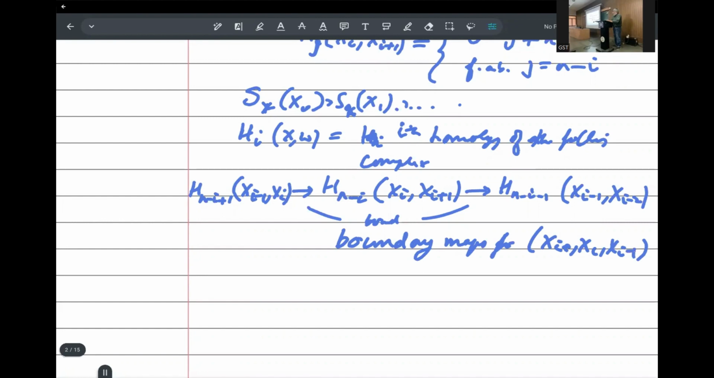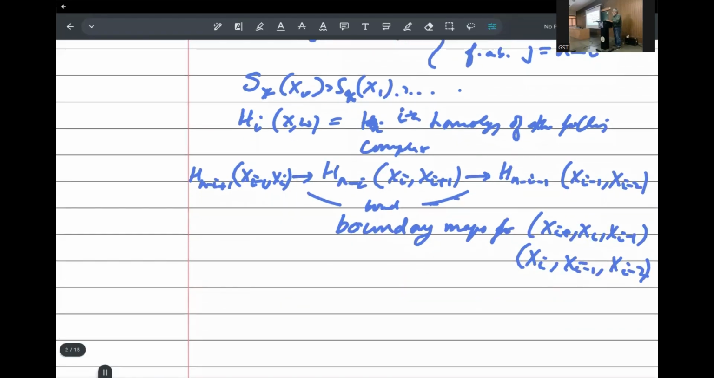Okay, this one is the boundary map for this. The boundary map for this is for xi minus 1, xi minus 2. This one is for this one, and this is for this one. Right. So you'll get a complex like this, and one can show, this is some standard topology thing which you do when you're doing cell complexes, for example.